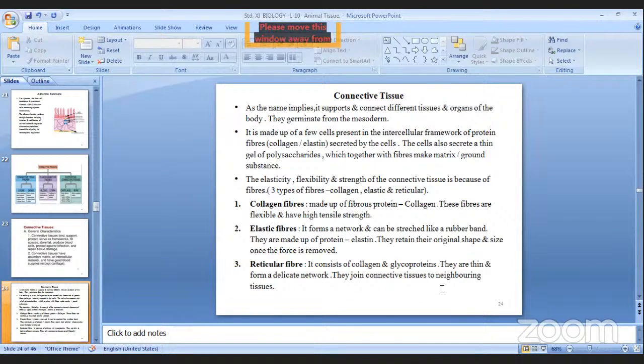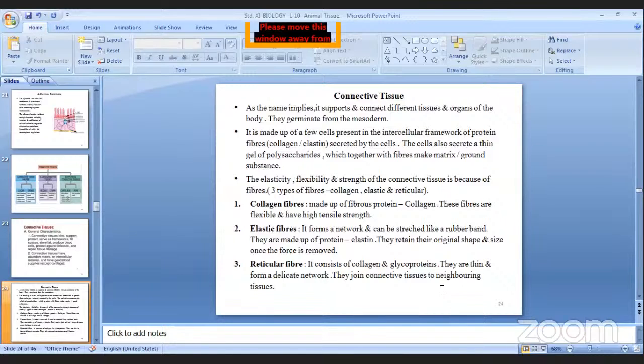Then connective tissue is made up of few cells present in the intercellular framework of protein fibers. These fibers can be made up of protein collagen, or it can be of protein elastin. Accordingly, they are referred to as the collagen fibers and the elastic fibers. Okay, and collagen fibers appear white in color, whereas elastin appears yellow in color. I'll tell you the difference later on. These are secreted by the cells itself.